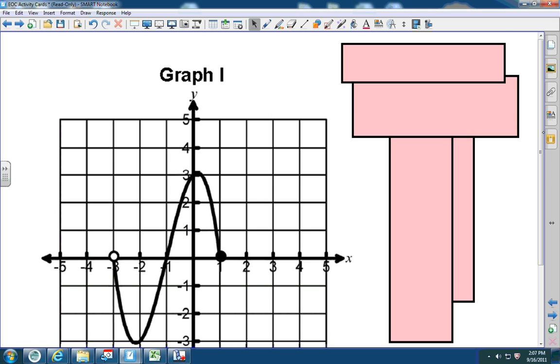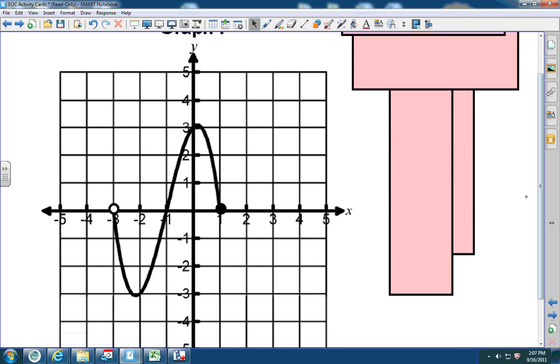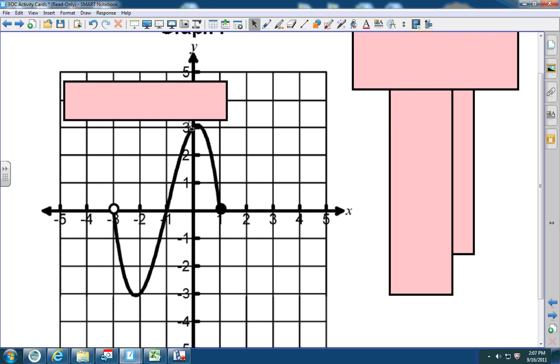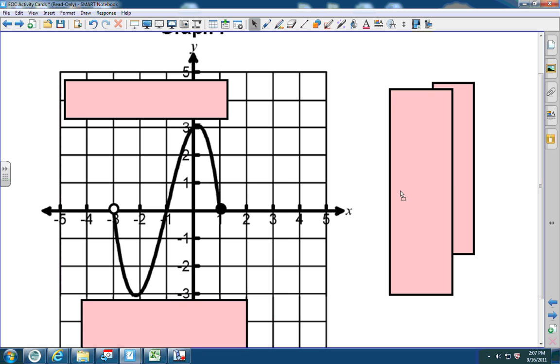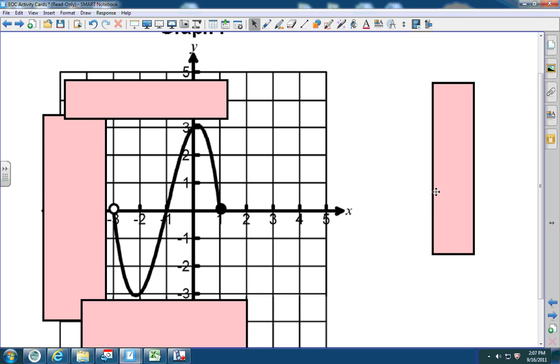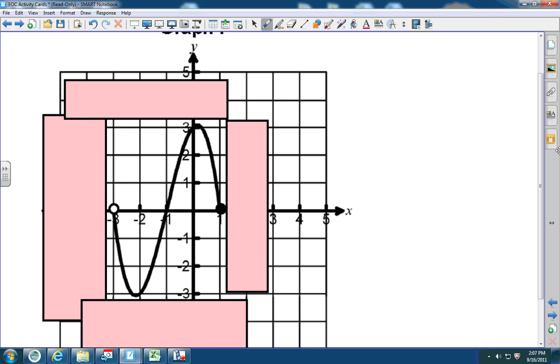Next one, pause the video, come back and see how you did. Let me box in my answer. Or not my answer, but my graph, sorry. My domain. I'm going to put my x in the middle, left to right. The leftmost point right here is -3. The one to the right is 1.